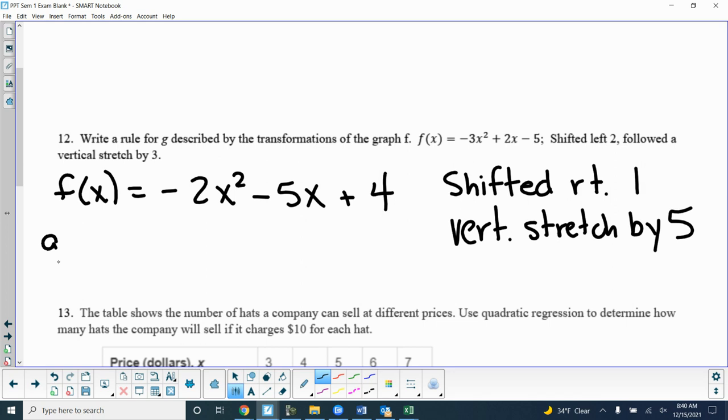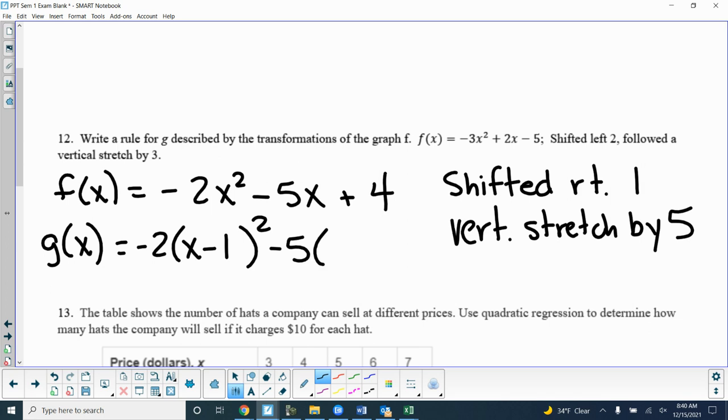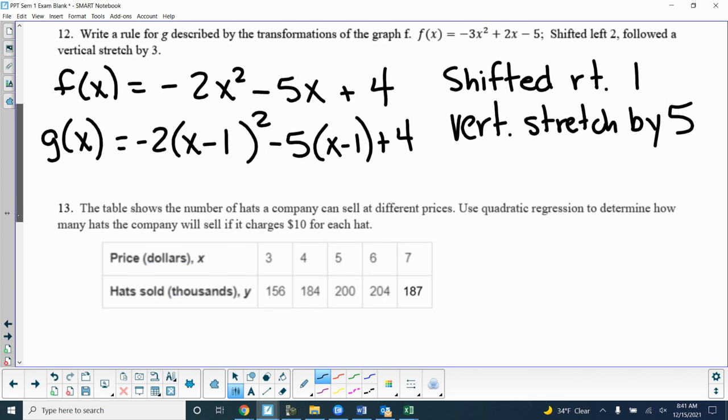So the g would be negative 2, and then instead of x, I'm putting x minus 1 for the shift right, squared. And then for the second x, I put x minus 1 for the shift right. So that's what we substitute in for x when we do that type of thing. Okay? And now we just simplify. We got to do our algebra stuff.